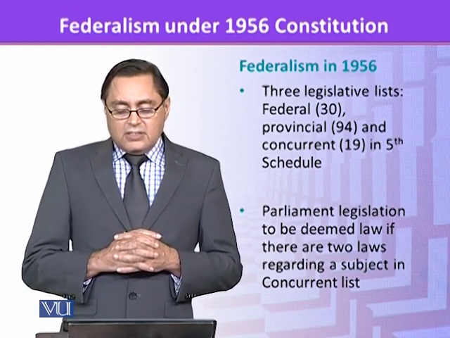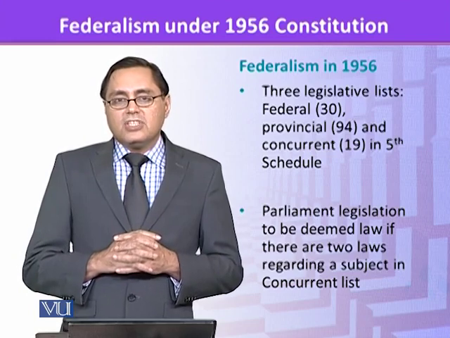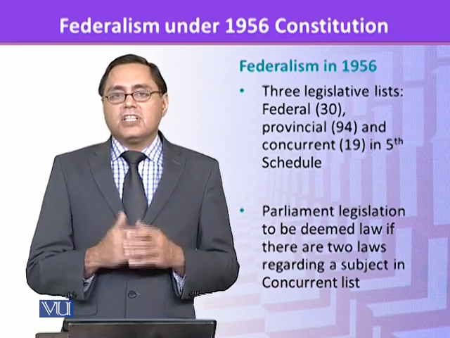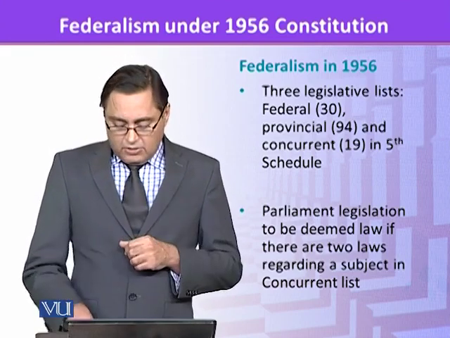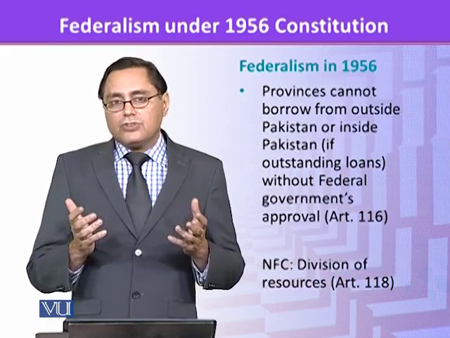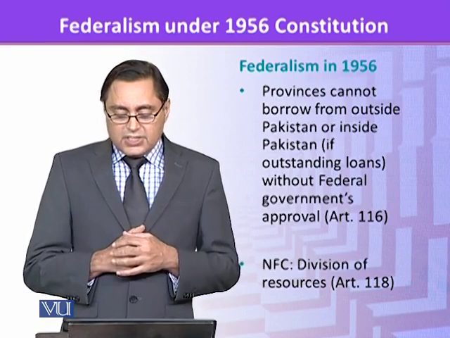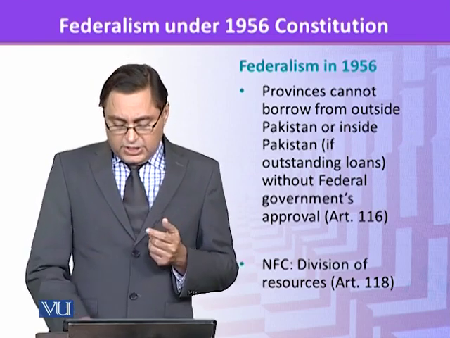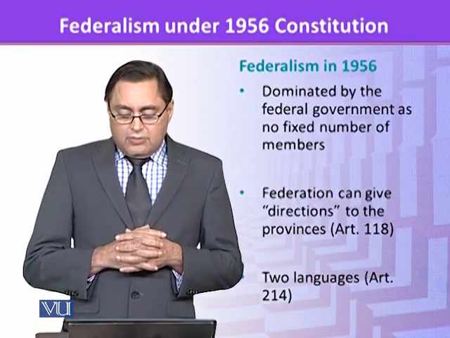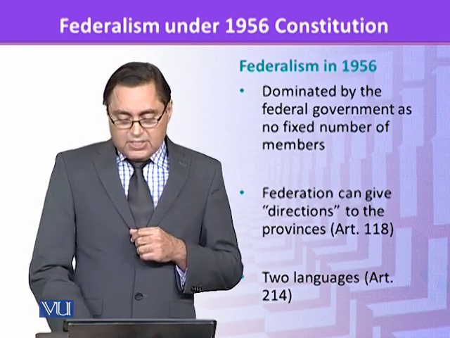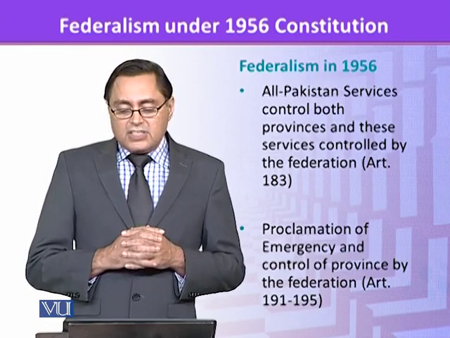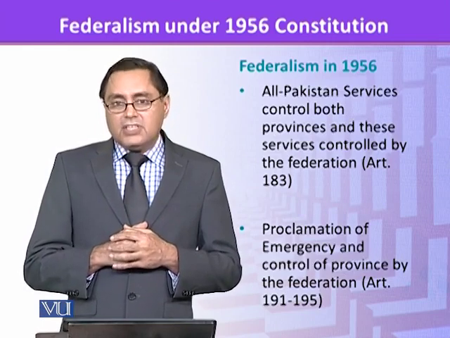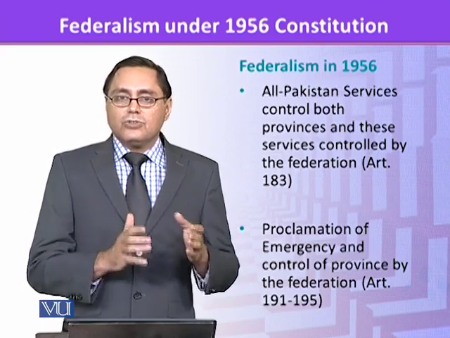The parliamentary legislation was deemed to be more powerful and prevalent as compared to provincial legislation. So if there were two laws, one by the federal government and the other by the provincial government, it was the federal law which prevailed. Provinces also couldn't borrow as there were restrictions on it. The NFC, which divided the assets between the provincial government and the federal government, was also dominated by the federation. The federation can also give directions to the provinces. Moreover, there were federal services which controlled the provinces. And under the proclamation of emergency, the federal government can actually control everything in the province.